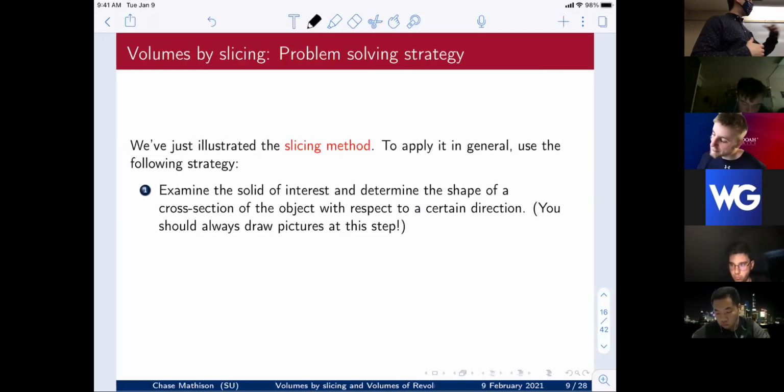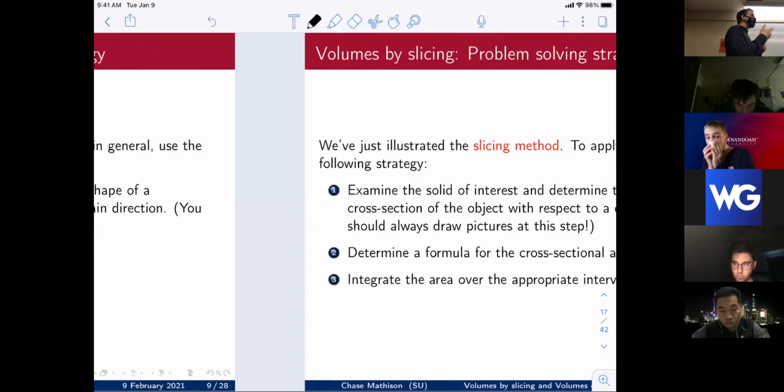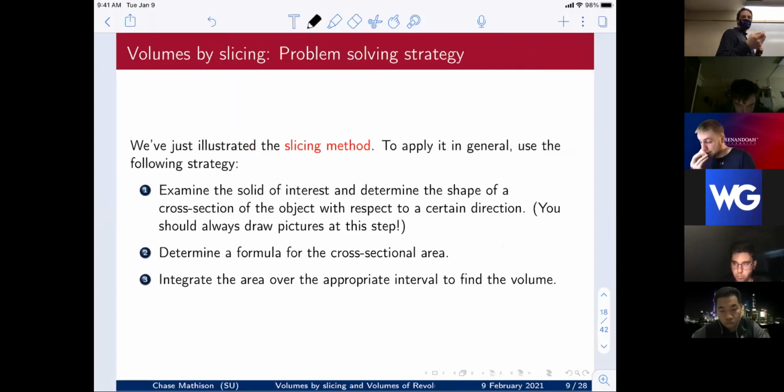Okay, you're always going to make drawings at step number 1. Draw the solid, draw what the cross sections look like. Okay. Step 2, you're going to determine a formula for that cross-sectional area, or for us, the volume when you multiply it by delta h. Okay. And then step 3, you integrate. Really, all we did, if you think about it, we found the area of one of the bases, and then we integrated, and that's it. You integrate over the appropriate interval.